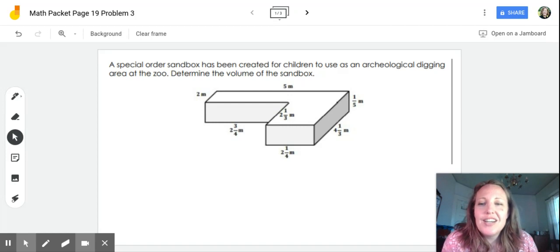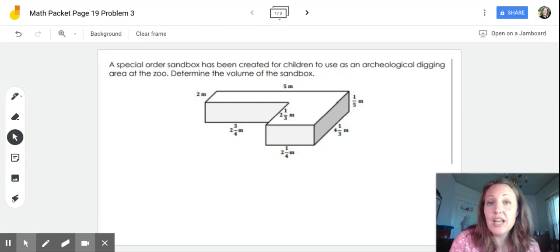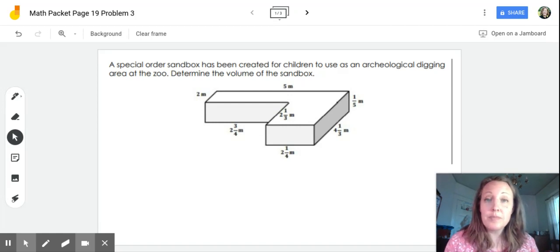So archaeology is where you dig up the past, right? So archaeologists find bones and they find pottery and they find arrowheads and really cool things. Have you ever found any of those things? I know I have found some really cool arrowheads before and some rocks and things like that. So this is a cool sandbox that's meant to help people learn about archaeology while they're digging.